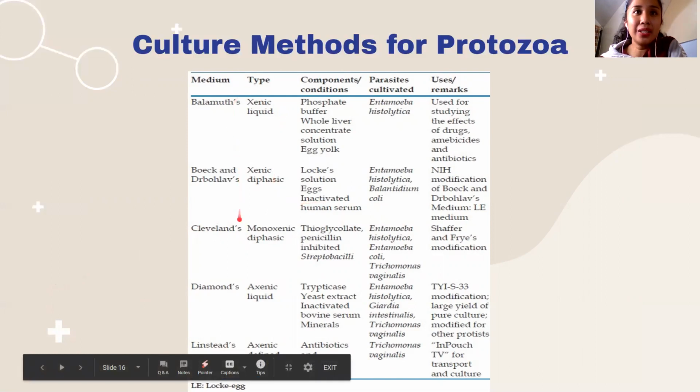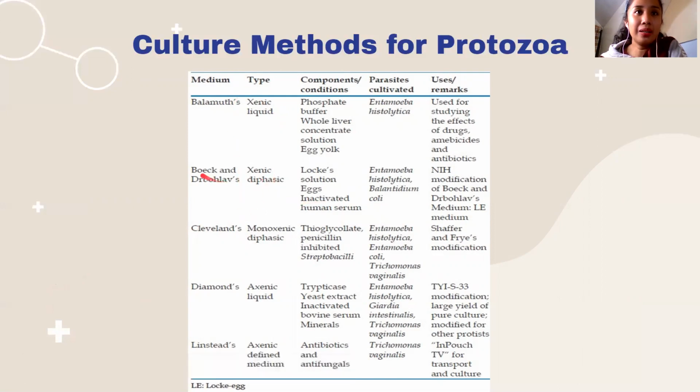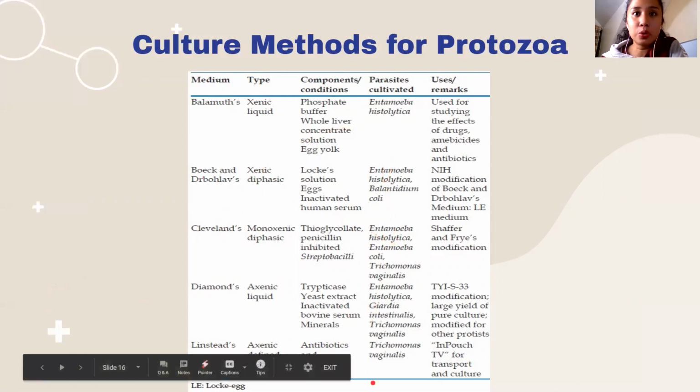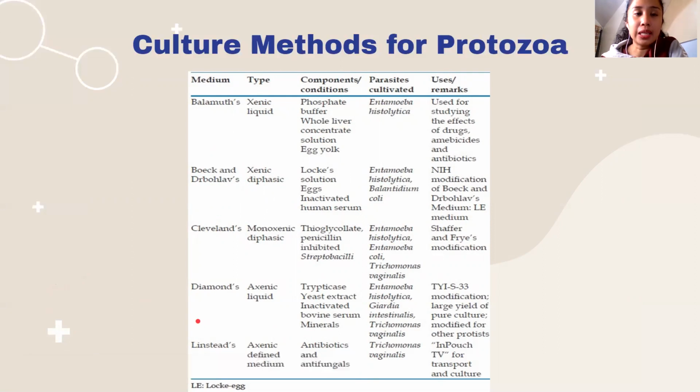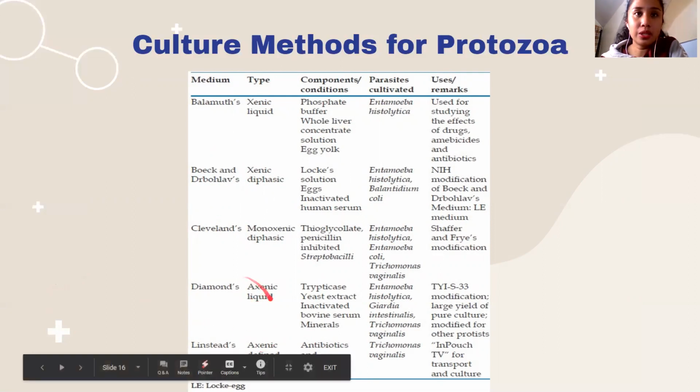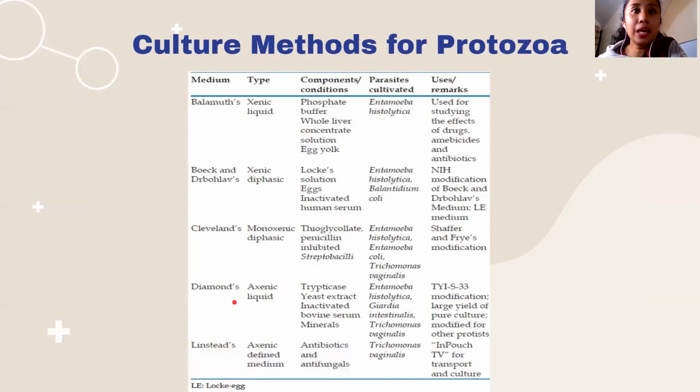So, xenic ang Beck and Droblovs and Balamut. Usually, class, mga Entamoeba histolytica, mga protozoa naman to. Ito, Linstead, Trichomonas vaginalis. It's axenic. So, it's a pure culture. Yung Linstead, saka Diamond, yung Cleveland's monogenic. So, may isang microbial associate.